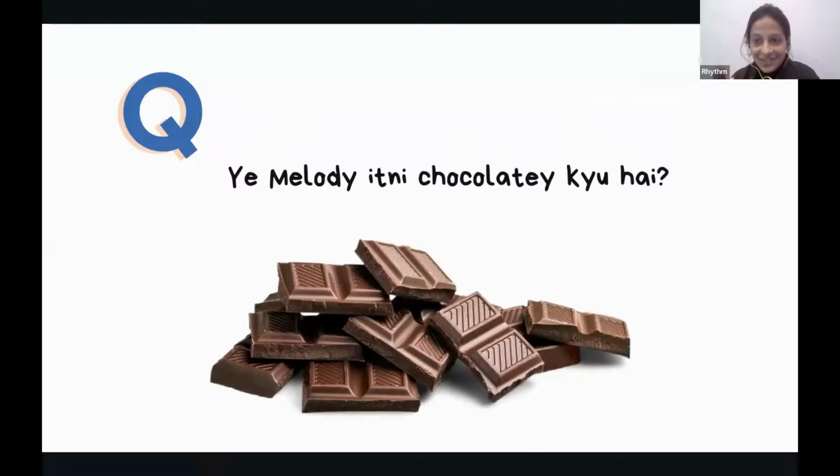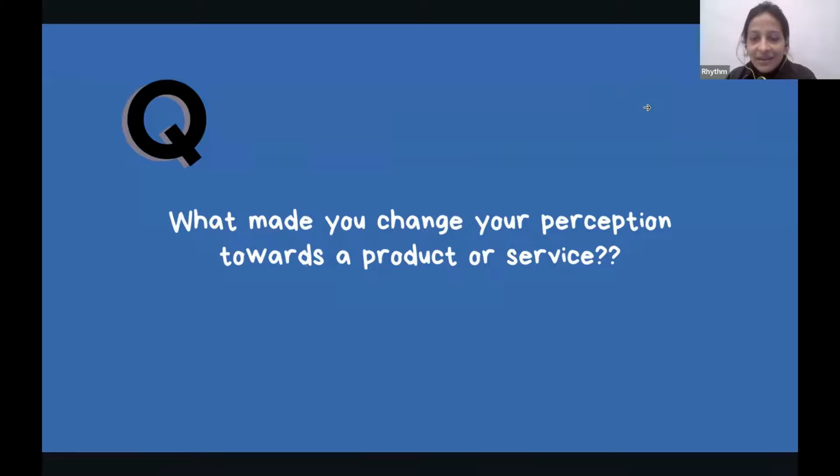And then we have a final question. I think this is the wrong slide, Tarun. We don't know. We can discuss this question later. So the question is, we want to ask you what made you change your perception towards a particular product or service? There was a first impression and then there was a last impression, and there was a change in that.